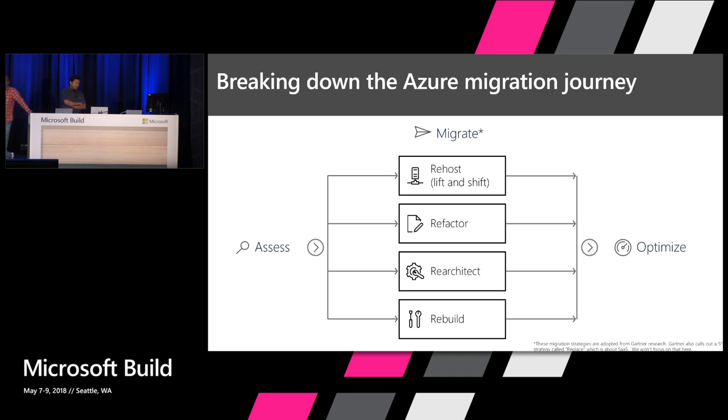So if you look at this migration phase, there are 4 approaches that most of these customers are taking. One of them is rehost. Rehost is essentially nothing but lift and shift of your applications as well as the data components as they are to the cloud, with 0 to very minimal application code changes. That is lift and shift.